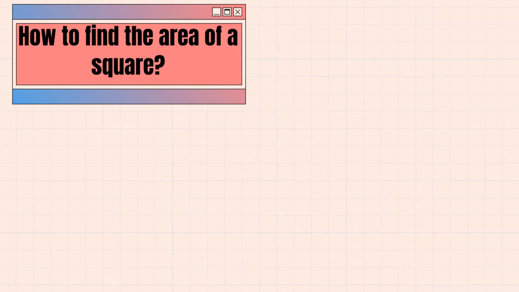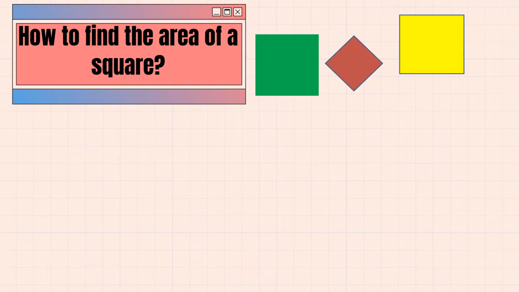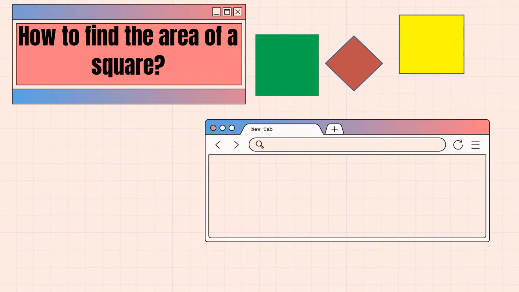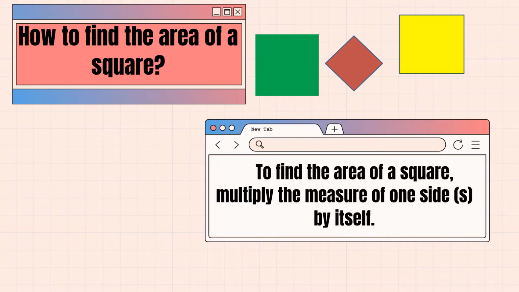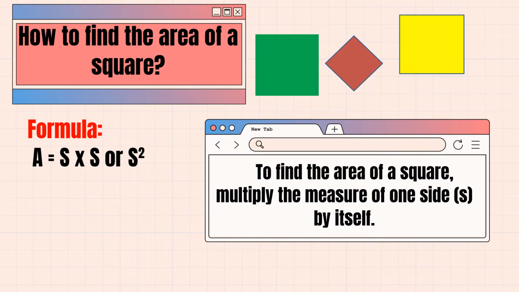How are you going to find the area of a square? When we are talking of a square, all sides are equal. So to find the area of a square, all you need to do is multiply the measure of one side by itself. And we can use the formula: area is equal to side times side, or s squared.